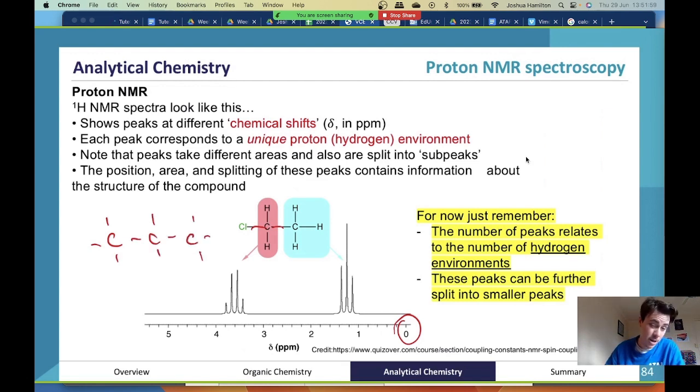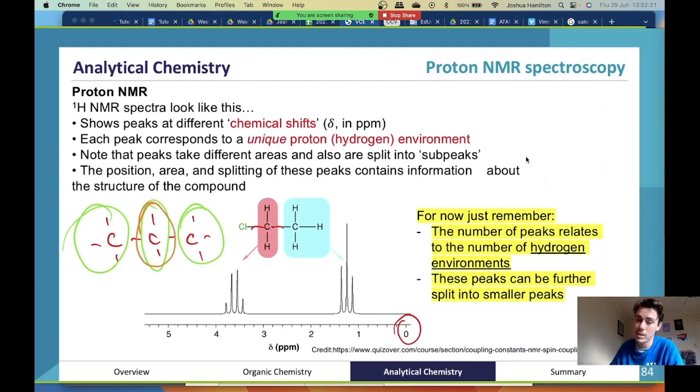how many hydrogen environments are there? There's 2. Because this hydrogen is connected to this carbon, which is connected to a C2H5. This carbon is also connected to a C2H5 in the same order, and it looks the same. Now this one is connected to 2 CH3s. It's a bit different, so therefore this one is a different environment. I should use a different color. This is a different environment, so there's 2 here.